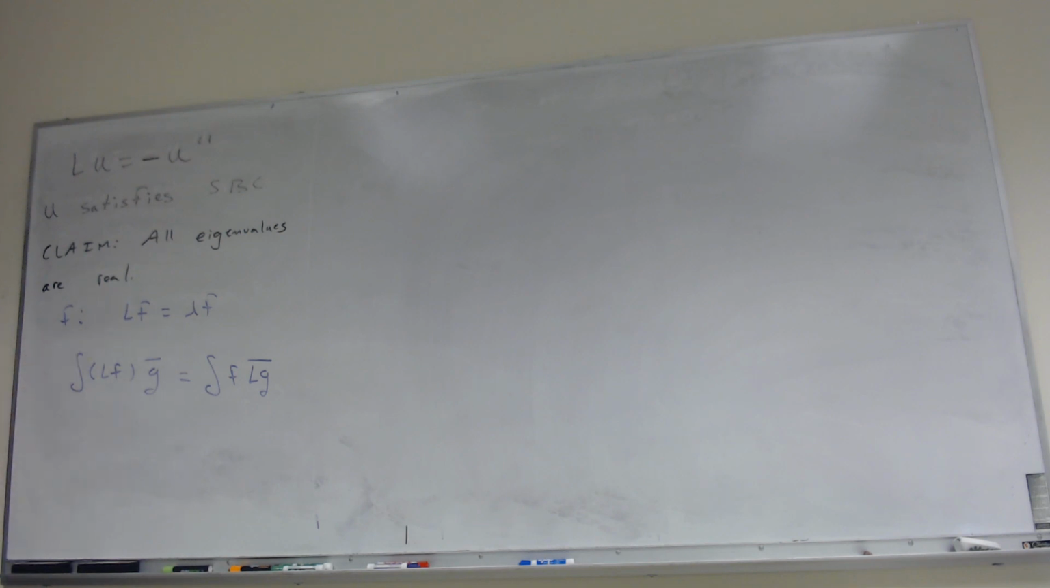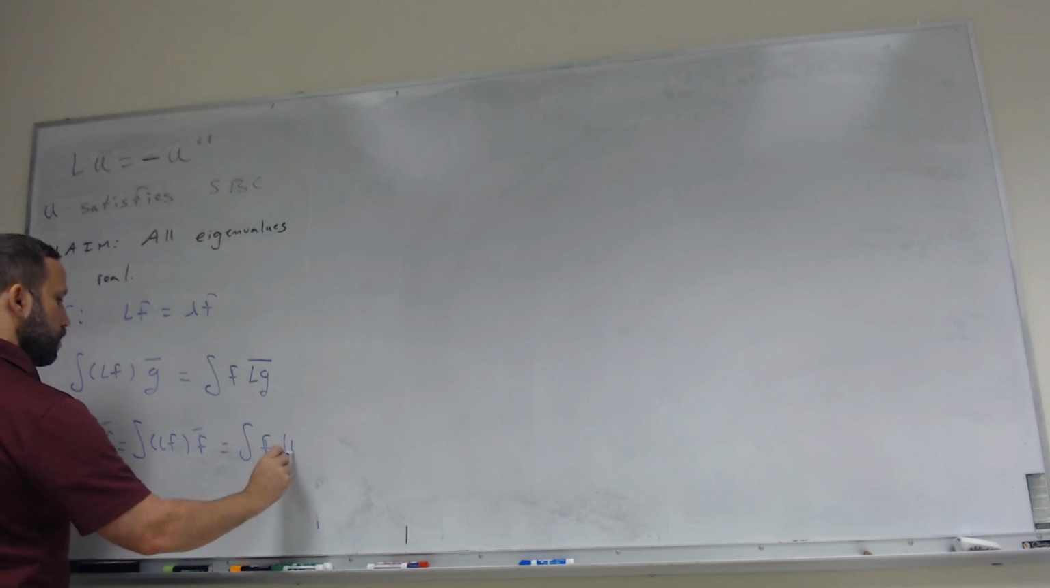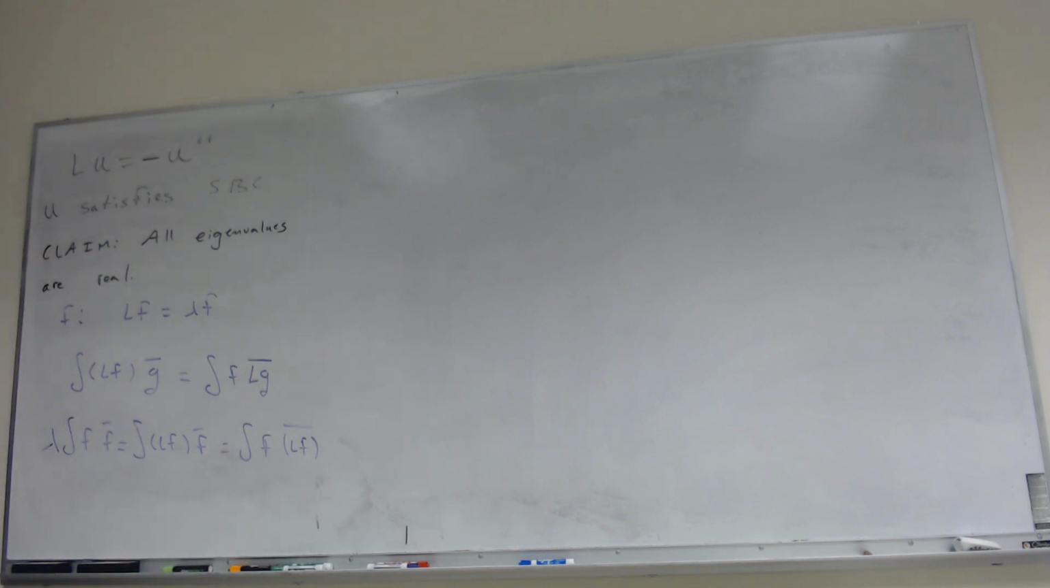Okay, so let's say lambda is an eigenvalue. I have lambda times the integral of f f bar. Okay, so what's happening here? I'm going to use this equality, but with my g equal to my f. I can move the lambda on the inside, and if I move the lambda on the inside, it's lambda times f, but that's just equal to Lf. So this is Lf times f bar. Okay, but now this is going to be equal to f times the conjugate of Lf.